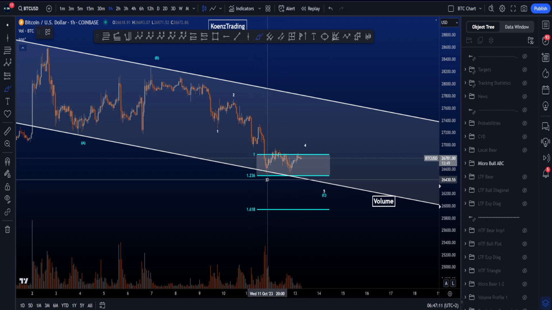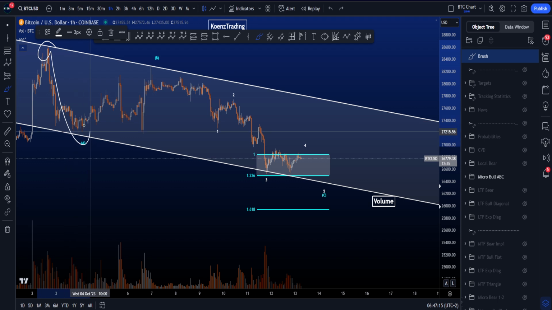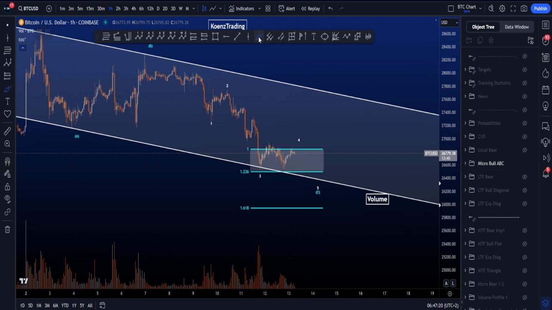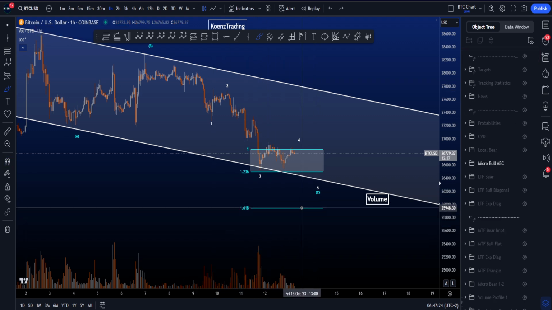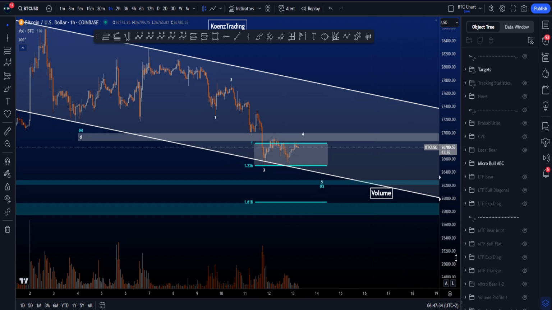The most common target for a wave C is between the 1 and the 1.236, taken from the high to the low of A to the high of B. However, wave Cs can definitely, and actually quite often, extend to the 1.618, which is sitting at 25.9K, but more importantly, above the 25.9K level, we have this support area over here between 26.2 and 26.3K.